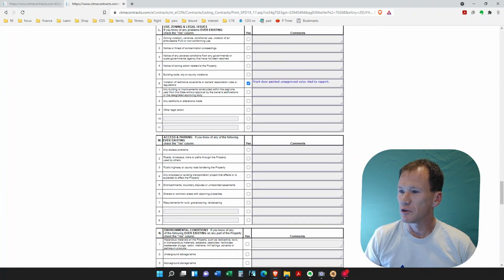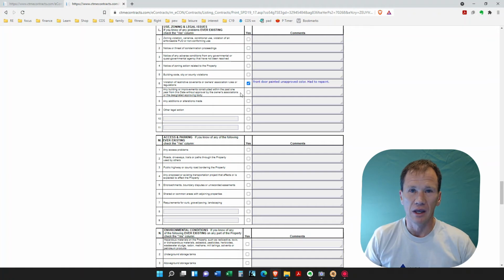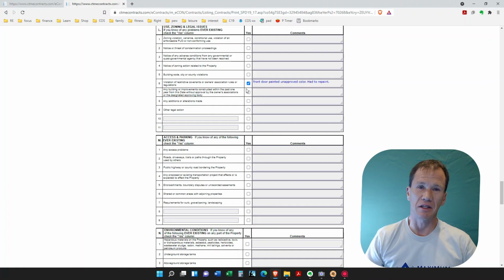Any buildings or improvements constructed within the past year without approval of the owner association or designated approving body. So you've put up a shed in the backyard, you put it up 6 months ago, and the homeowner association hasn't approved it, but they haven't maybe noticed it yet or said anything, but it's within the last year, you need to check this and fill it out. The assumption here is that if it's been longer than a year, that the HOA isn't going to mess with you. Might not be a good assumption, but that's the assumption in the form here.